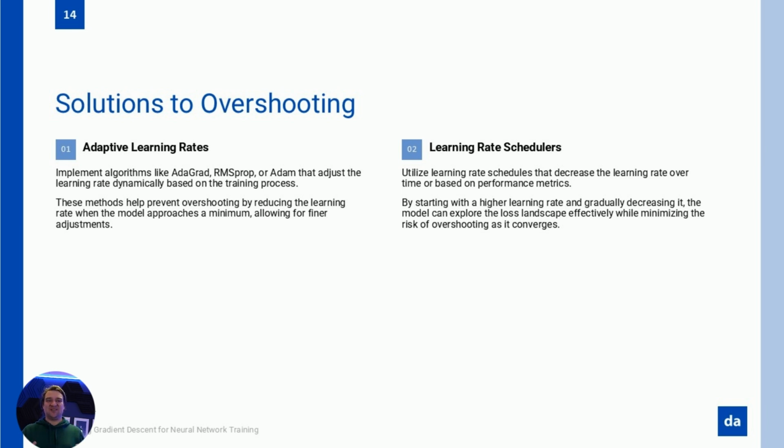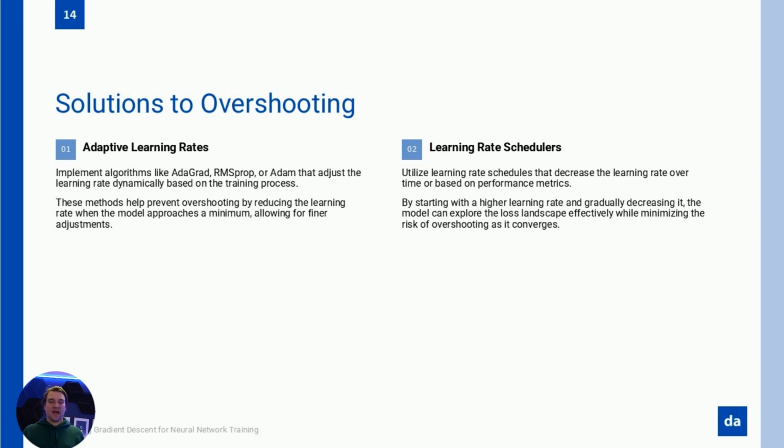Let's explore how. First up, adaptive learning rates. Think of these as cruise control for your optimizer. Algorithms like ADAM, RMSprop, and AdaGrad automatically adjust the learning rate based on how the training is progressing. Here's how they help. If the optimizer detects that it's moving too fast, jumping wildly over the loss landscape, it slows things down, allowing for more precise adjustments. If progress slows to a crawl, it picks up the pace, keeping the training efficient.